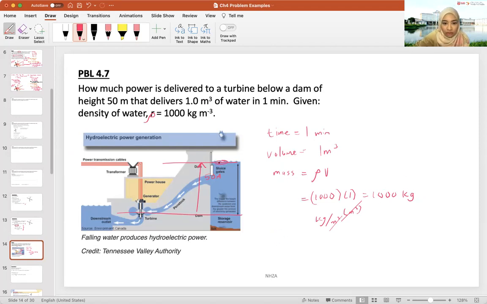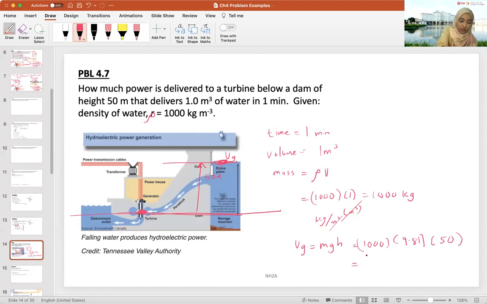So when my water starts from here and then it goes down to the turbine over here, I start with UG. So UG is mgh, 1000 times 9.81 times the height from our reference point line. Our reference point is the turbine. Sebab kat sini kita tak tahu ground kita kat mana, so kita akan anggap the distance to the turbine is our reference. So 50 meter. So that is 1000 times 9.81.